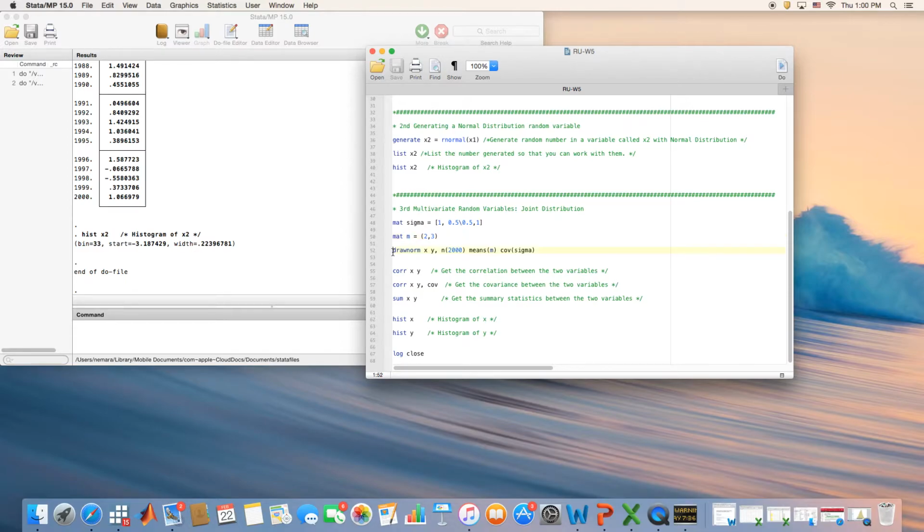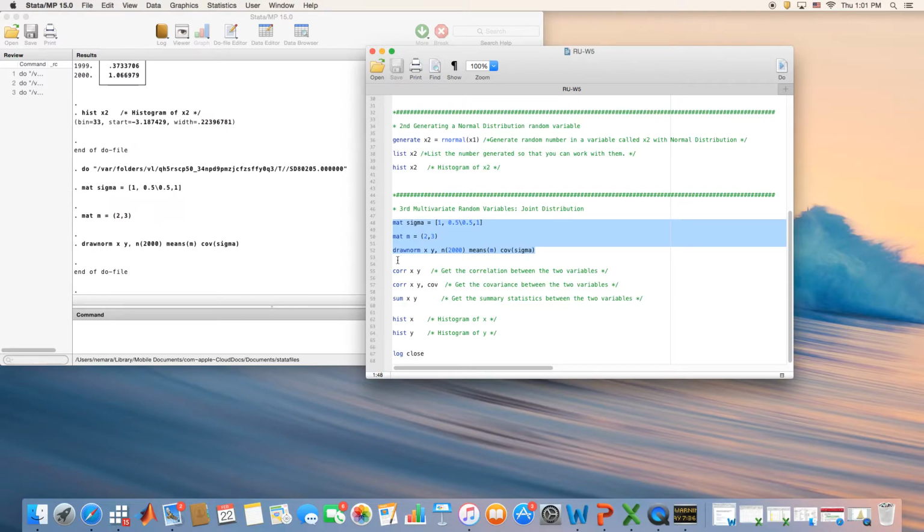And then the command to create or to draw random variables is called drawnorm, and then you give here the names of the variables that you choose. You can call it x1, x2. I decided to call x and y. Tell Stata how many observations you need to draw. I decided to have 2000, but you can make it bigger or smaller, whatever you like. Telling Stata use the vector m that I have just created here as the means. Telling Stata use the matrix sigma as my variance covariance matrix between x and y. Let's start running this.